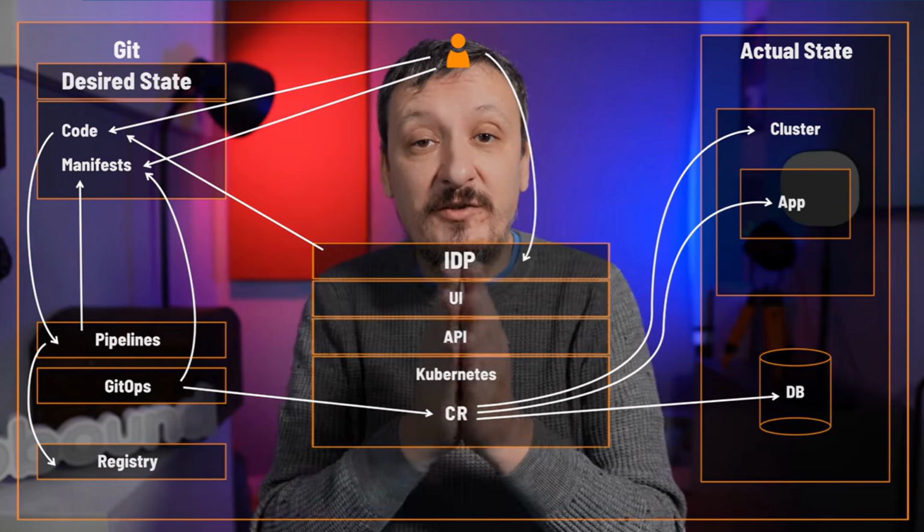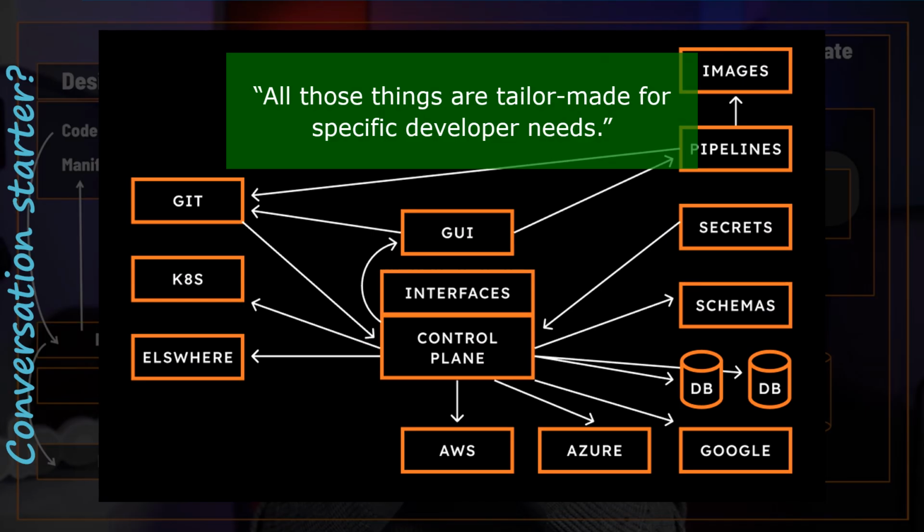One of my favorite YouTube channels is DevOps Toolkit. Check out Viktor Farcic explaining the parts of an IDP in this screenshot. Key takeaway: all those things are tailor-made for specific developer needs. This implies that our architecture should support a high level of customization. The illustration in this video is informative. It tells us the role of an IDP as the bridge between the desired state, code, and the actual state, but it lacks the structure to paint all IDP building blocks. Let's move on.